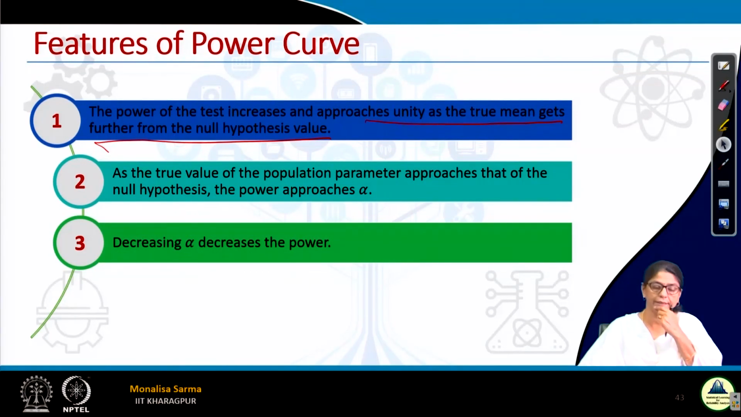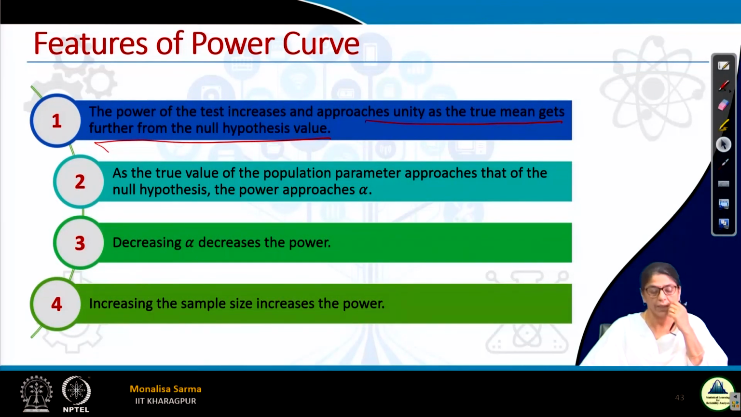Decreasing alpha decreases the power. Why? When we decrease alpha, beta increases. When beta increases, 1 minus beta decreases, isn't it? So decreasing alpha decreases the power. However, increasing the sample size increases the power.